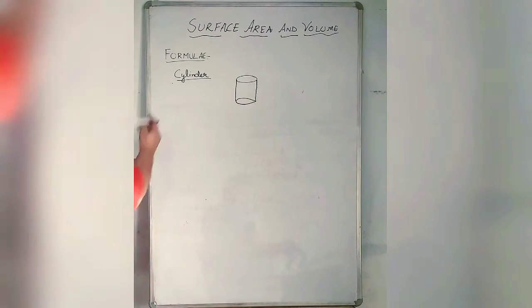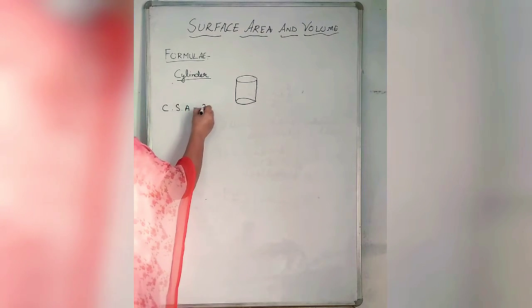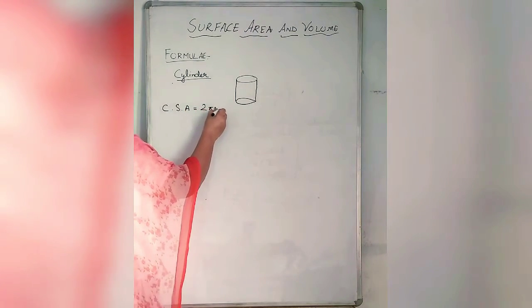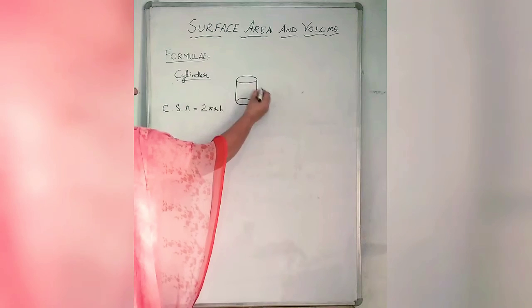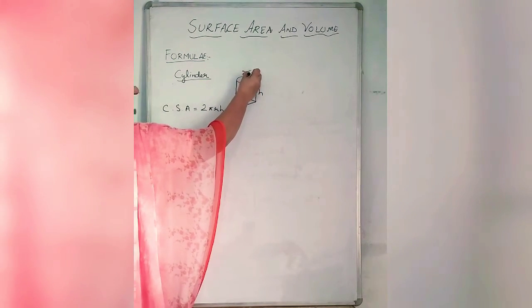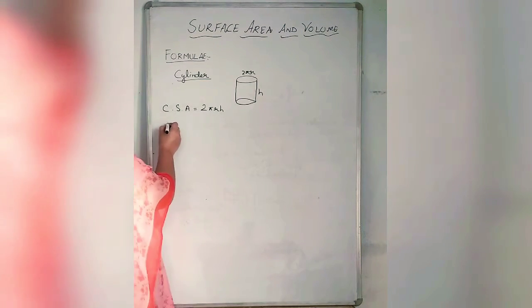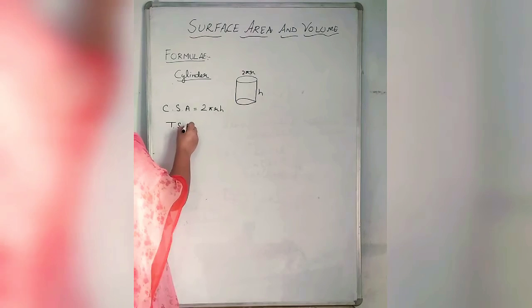So this means the curved surface area of cylinder is 2 pi r h. This is the height and this is the perimeter of circle, which is 2 pi r. That is also called circumference. Now I can talk of total surface area.